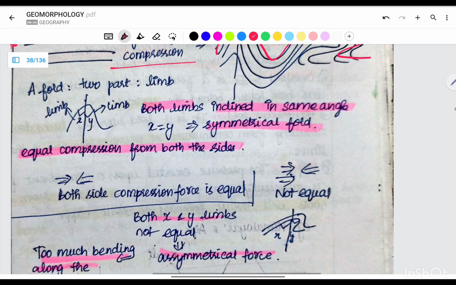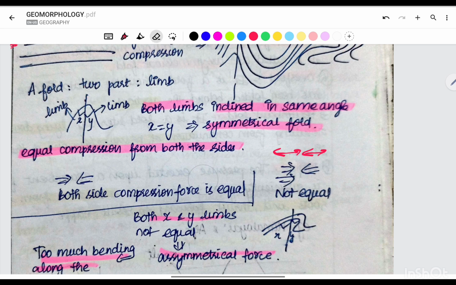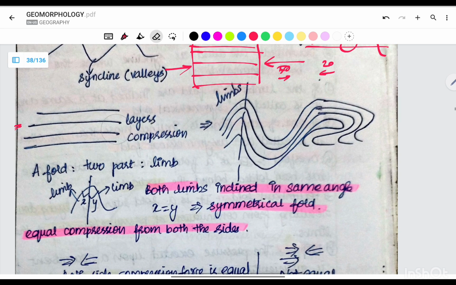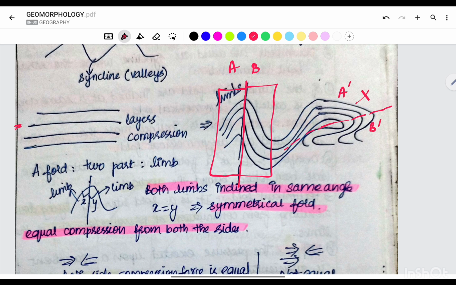Now a fold has two parts. When you divide it, we have symmetrical limbs and asymmetrical limbs, right? The fold is classified into types. On the fold, it has a limb. So this one part is what we call a limb. Limb A and limb B. So A and B are symmetrical over here. But when you make the limb over here, limb A dash and B dash are not symmetrical to each other.